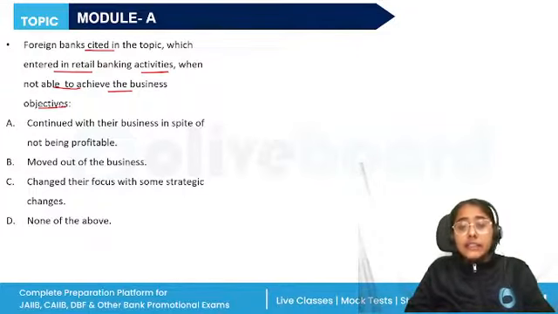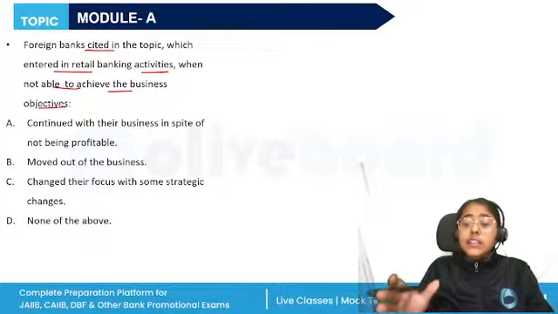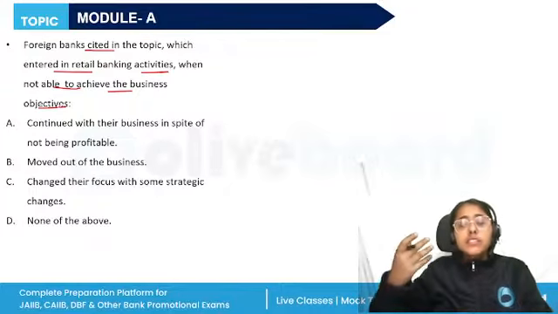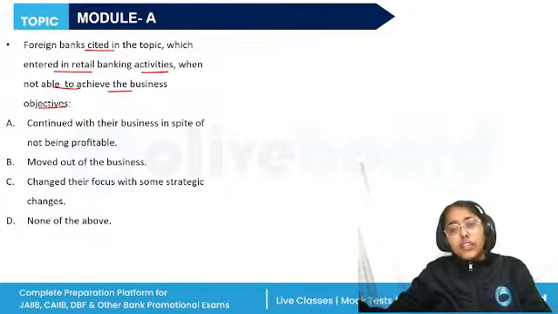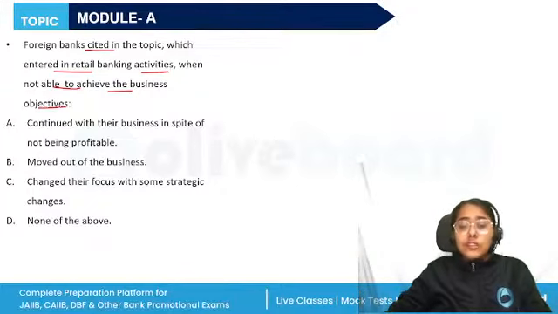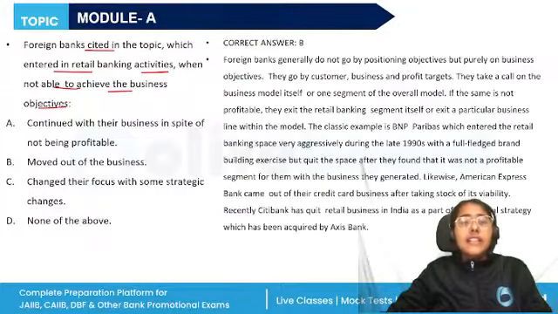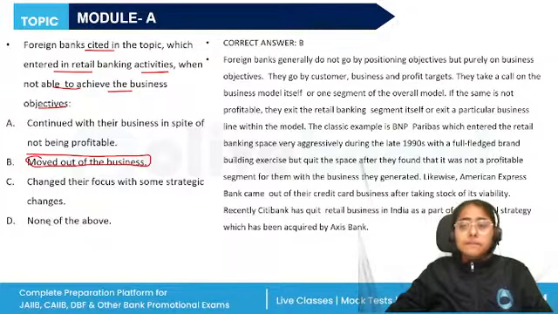So many foreign sector banks aggressively entered the retail banking segment and it was their business objective. Why? Because foreign banks do not go by positioning objective. They have their business goals. They go by customer, business and profit targets, right? But when it is not profitable, they exit the retail banking segment. So this was the decision taken by the foreign sector banks. They moved out of the business.